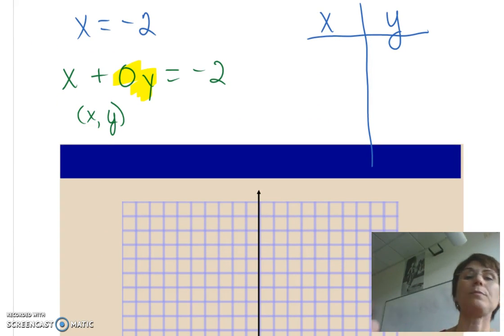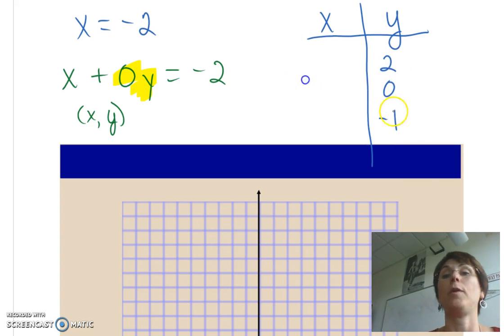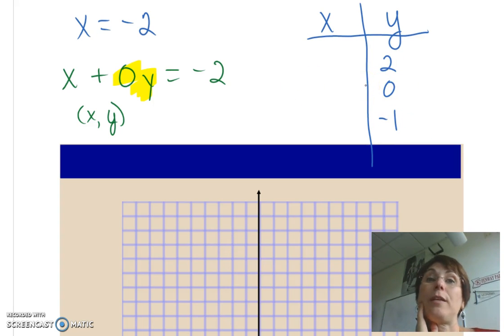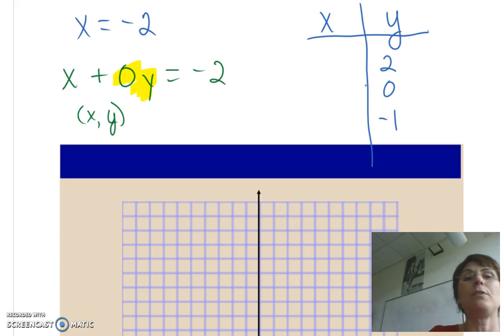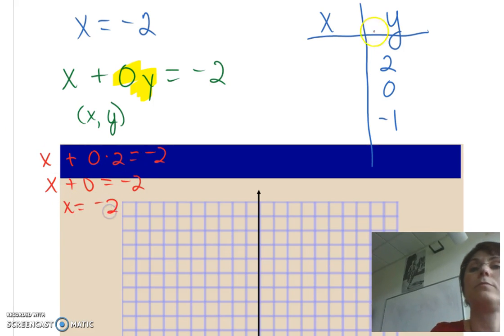But let's prove it. So in this case, I'm going to pick anything I want for my y instead of my x. Usually we pick for x's, but here we'll pick for y's. So let's do 2, 0, and -1. I always like to pick a 0 just to see what happens around 0. So when we substitute these in, we're going to get x plus 0 times 2 equals -2. So x plus 0 equals -2, so x equals -2.